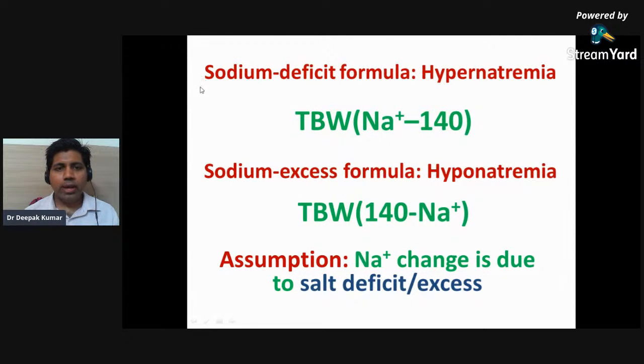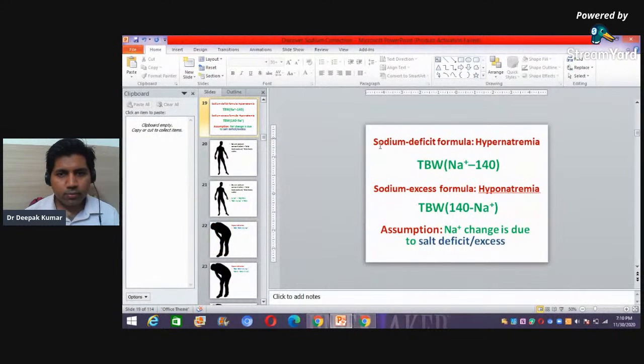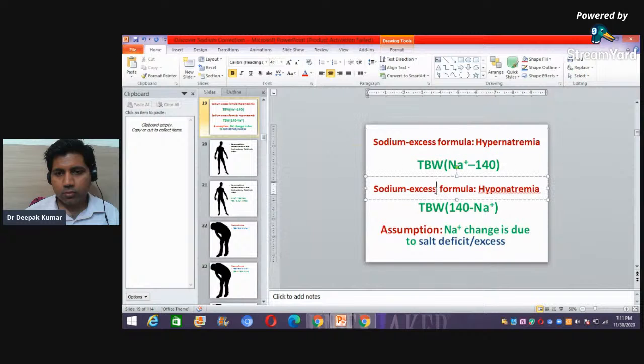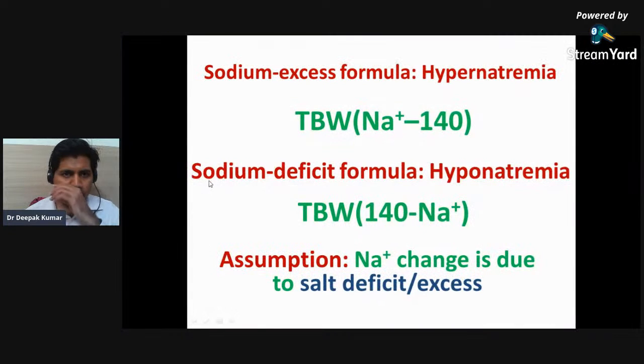So today's formula is the sodium deficit formula. There is a slight correction that I would like to make here in the slide. It is sodium excess and not deficit. So let me make that now. Pardon me for this. Okay. So you see here, in hypernatremia there is sodium excess.